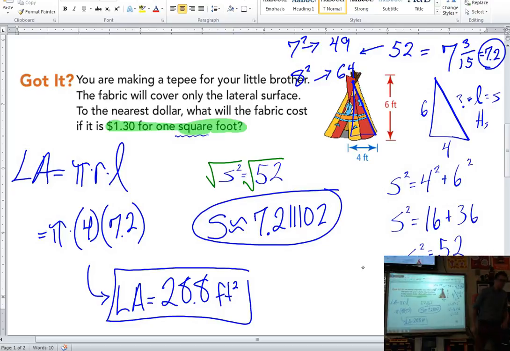So if I was going to Joanne's, I'd probably buy a minimum. What do you think? How much would you buy? 30 feet. Yeah, at least 30. So you have a little bit extra. So we have to figure out how much it costs. Then you just have to do 130 times 28.